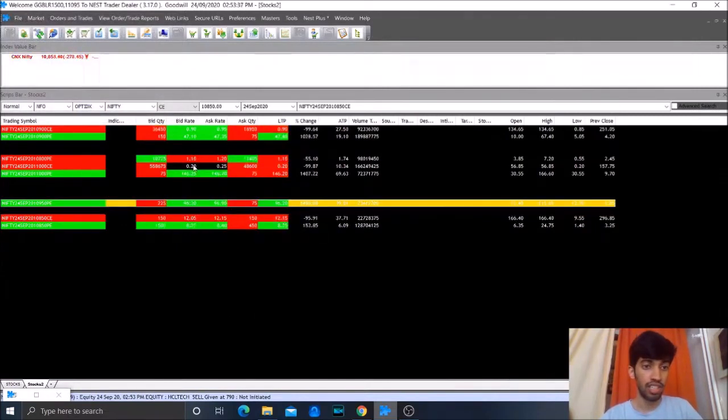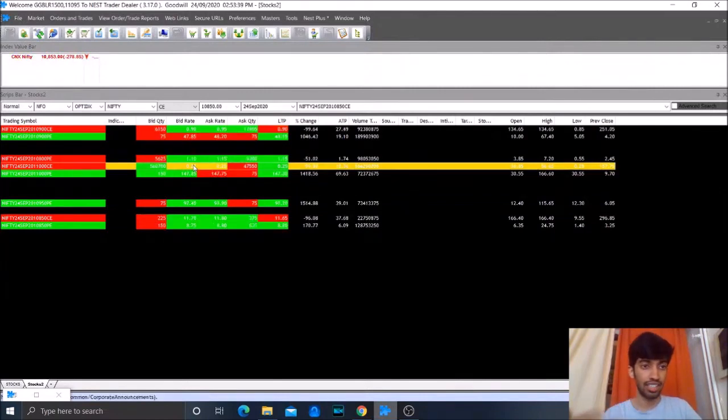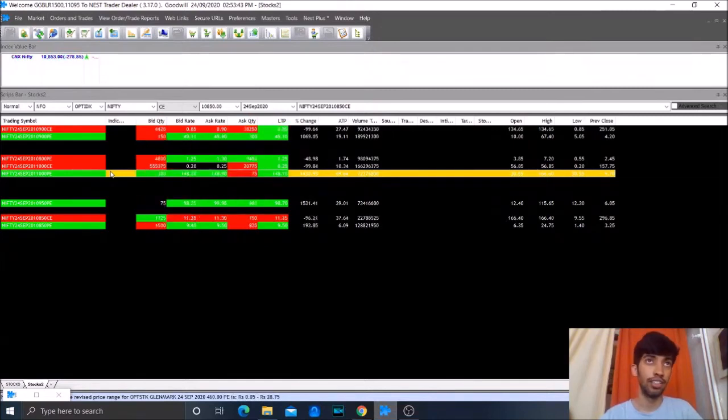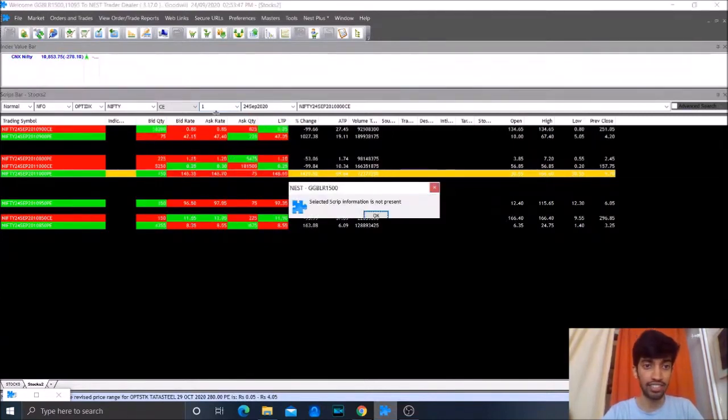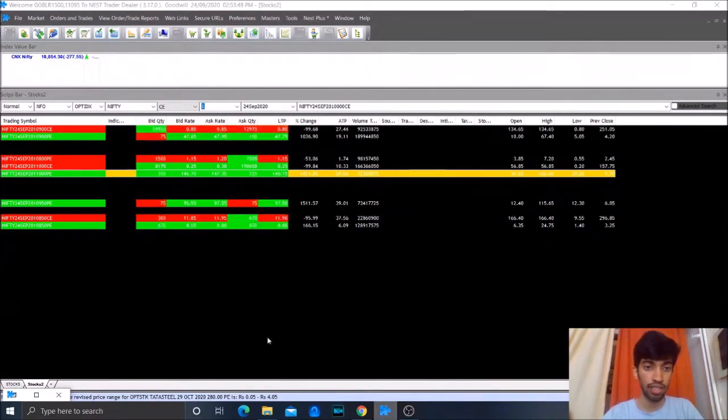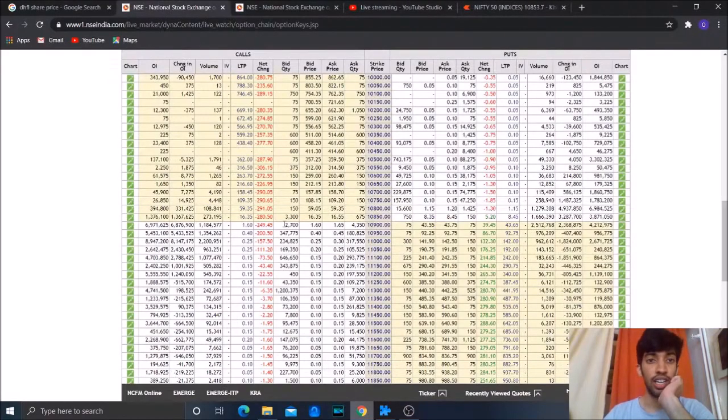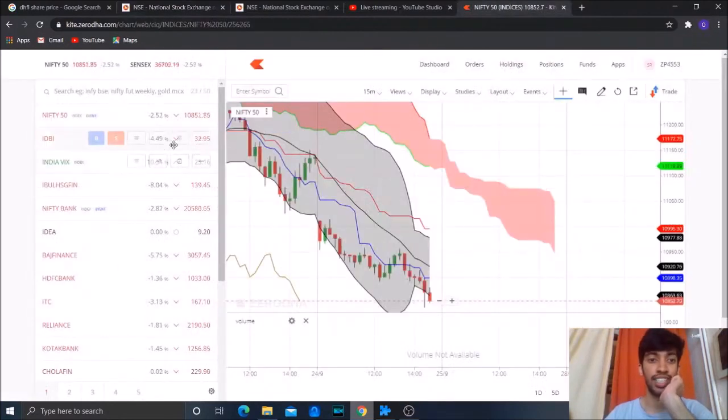So what do we go ahead with shorting? I would have added 10,900 as well. So we'll just, we will have to see what exactly to be done now.